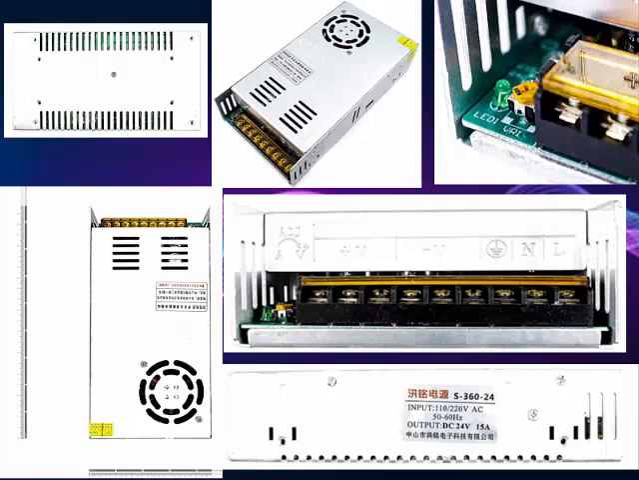Specifications of the 24 volts 15 ampere metal switching power supply, industrial power supply. Model S36024. Maximum output power, 360 watts. Output voltage, 24 volts DC, adjustability up to 10%. Maximum output current, 15 ampere DC. Input voltage, 110/220 volts AC.